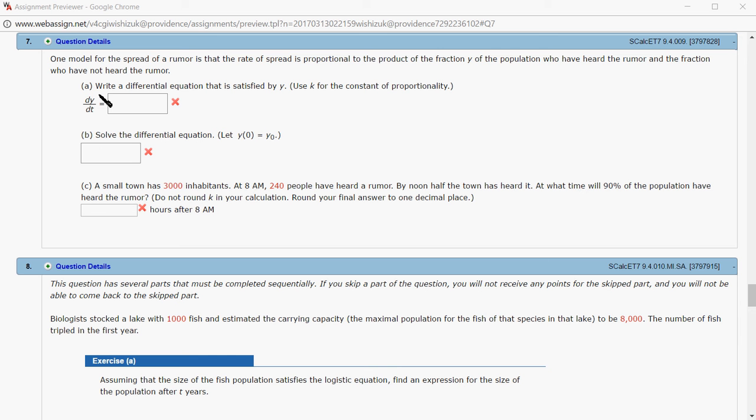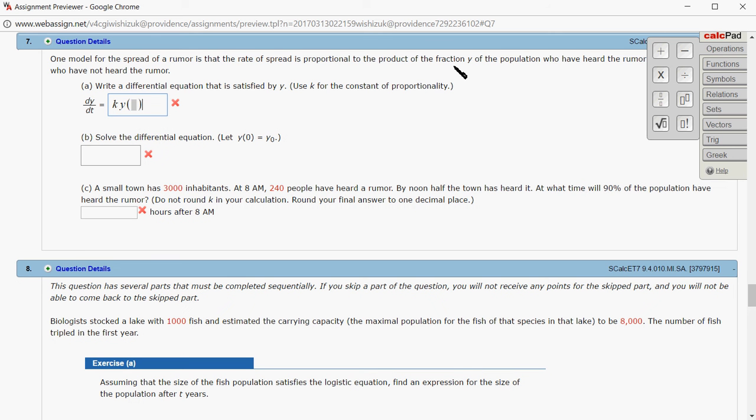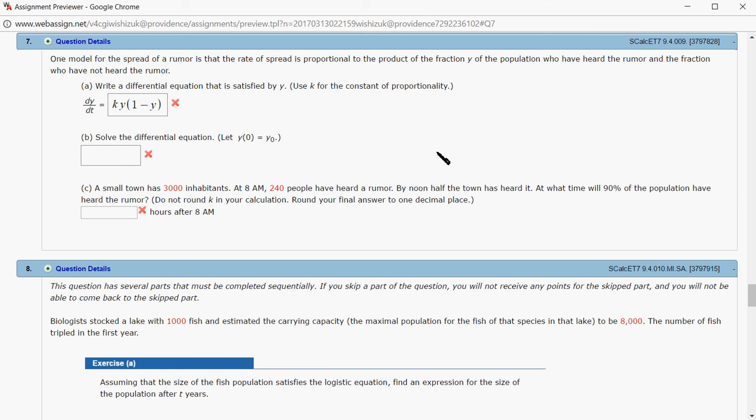So dy/dt is the rate of spread, and it's proportional to, so I guess you have to use a constant k, times the product of the fraction y. So it's going to be k times y times, where y is the fraction of the population who have already heard the rumor, and the other one would be 1 minus y. So let's check this answer first.